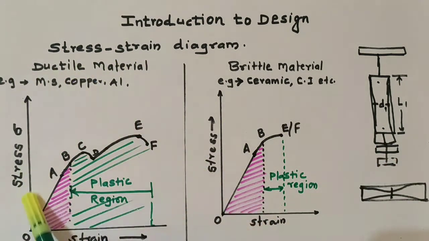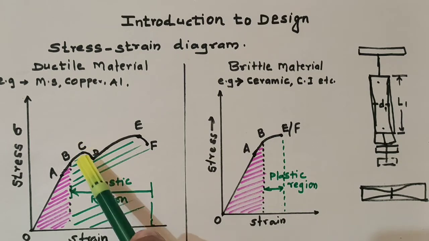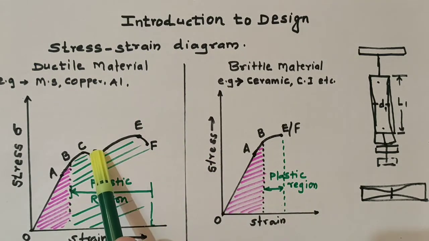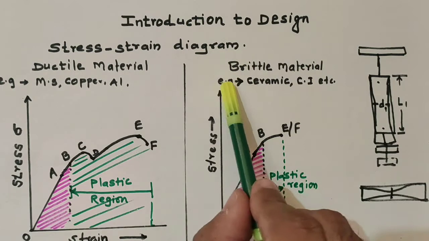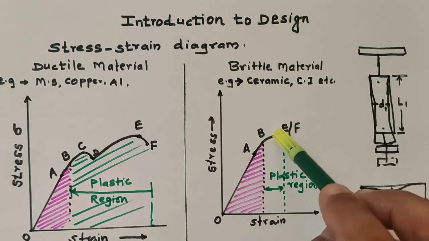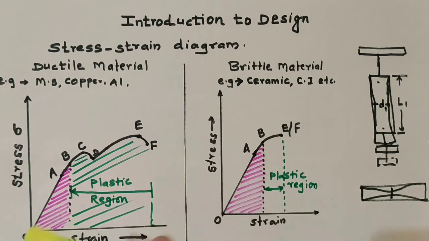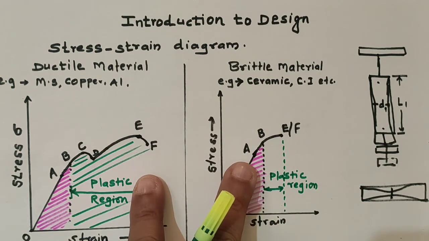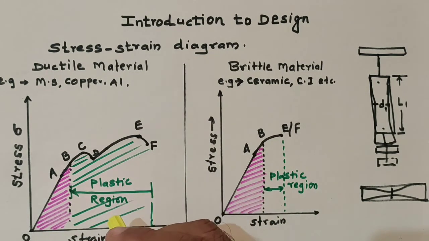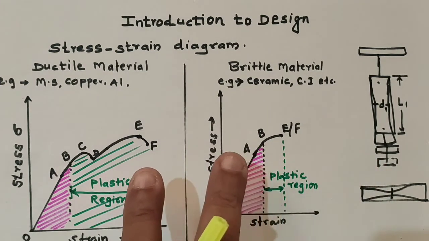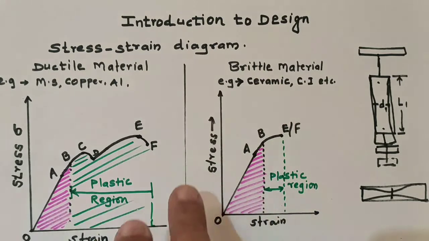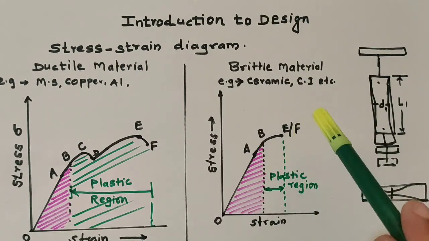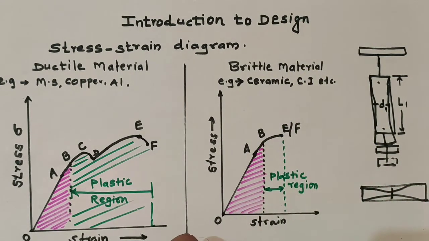Now in the ductile material we observe the yield. Therefore the design of the ductile material is based on the yield stress, and the design of the brittle material is based on the ultimate tensile stress. These are the basic differences between the ductile material stress strain diagram and the brittle material stress strain diagram. So be careful during the design of ductile and brittle material. For ductile material we take the yield stress for the design, and for brittle material we take the ultimate tensile stress for the design.